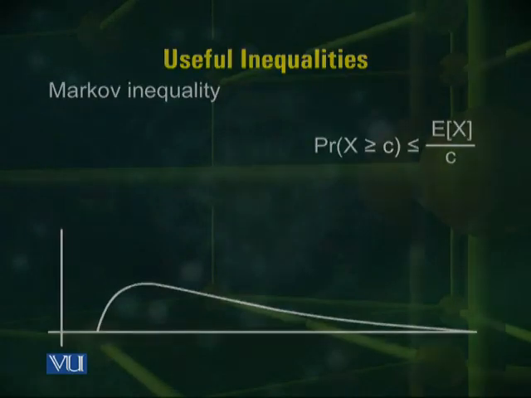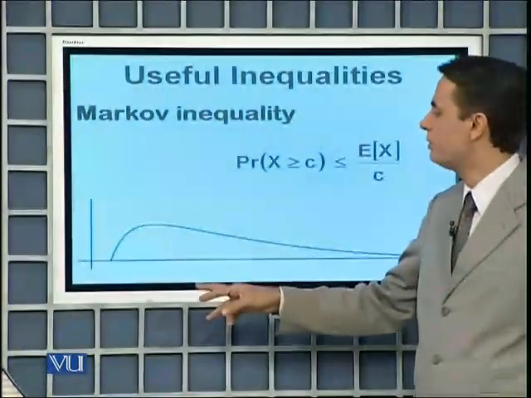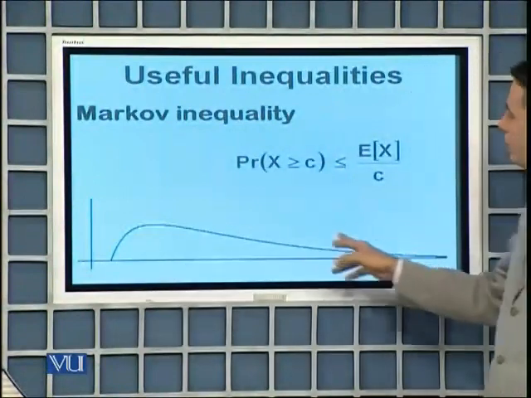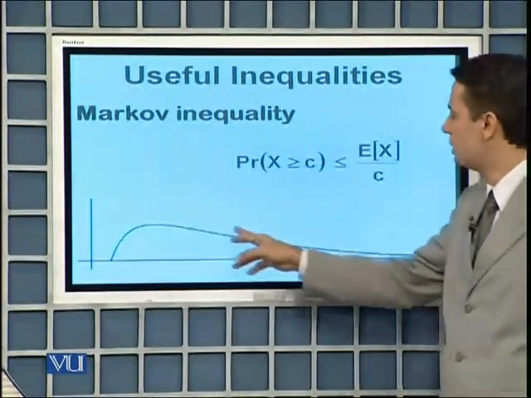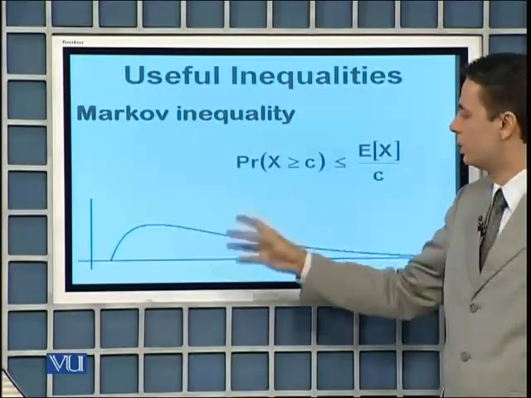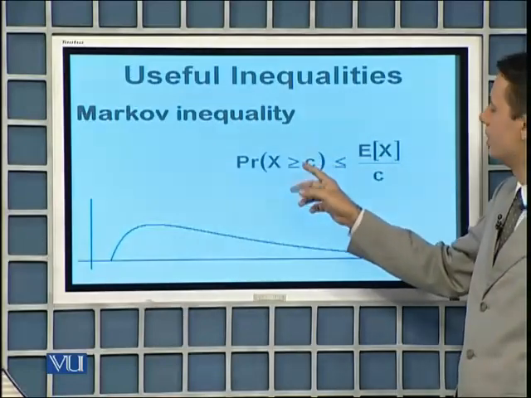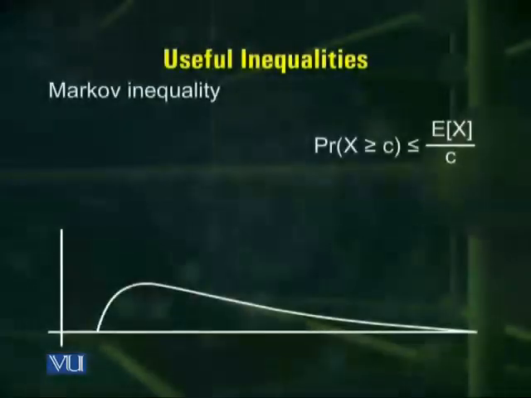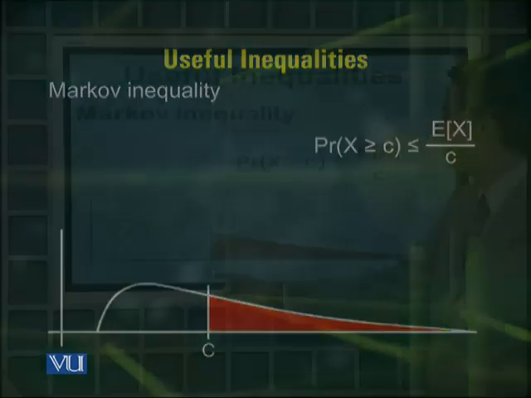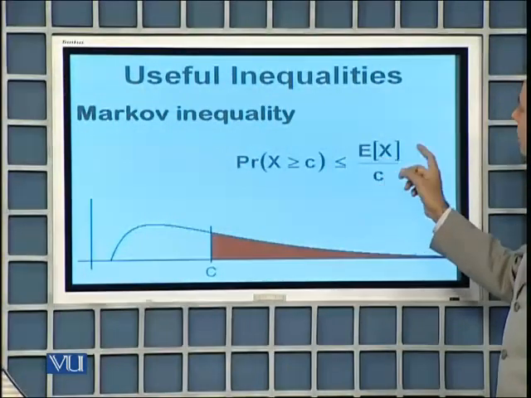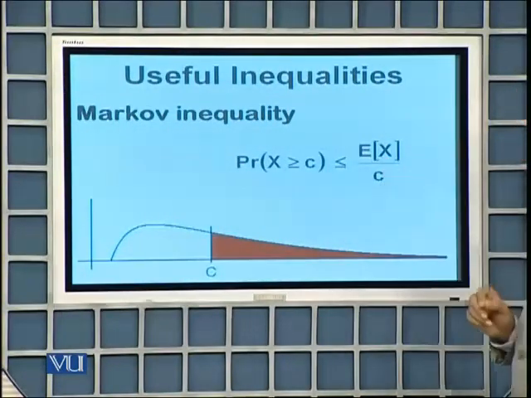Here you can see on your screen a typical PDF of a random variable which only assumes positive values, because PDF is only defined for positive values of domain. So for this type of random variable, Markov inequality says that the probability of this random variable, whose PDF is shown, being larger than a certain value c, where c is a real number, is less than or equal to the expected value of that random variable divided by c.